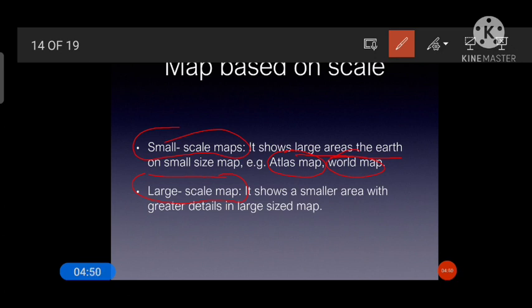Okay, even the temples of that locality are shown, even the church of that locality is shown in that map. But in a small scale map, temples and churches cannot be shown clearly. Whereas in a large scale map, a temple, a church, a road, railway lines are easily visible, shown in that particular map. So these are the differences between a small scale map and a large scale map.